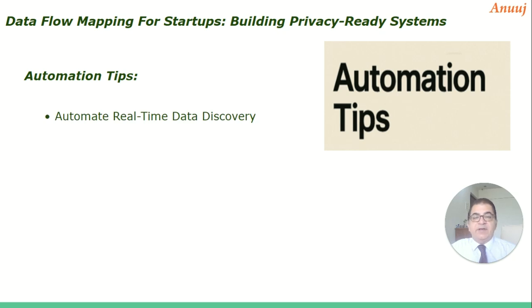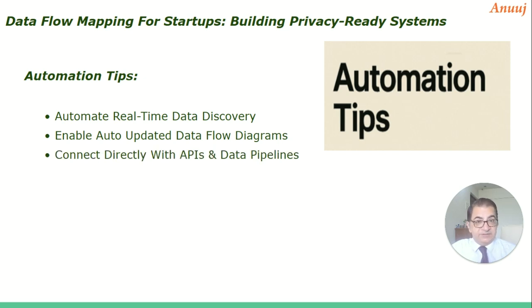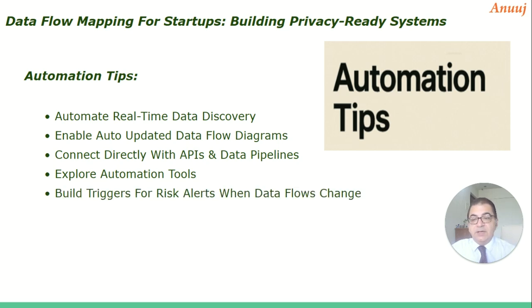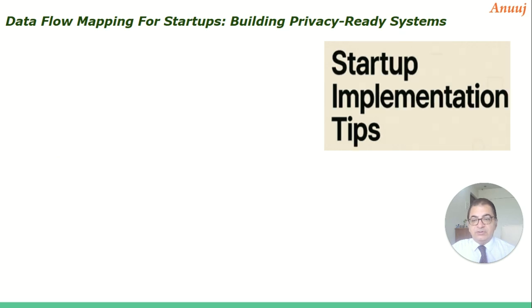Automate the real-time data discovery. Sync up all the databases. Enable auto updates of flow diagrams whenever there's a change. The system should be updated immediately. Connect directly with the APIs and pipelines. Explore automation tools in your system. Build triggers for alerting risks. Right? If there's any issue, the system should be able to send you notifications on SMS, on email, several such triggers, to ensure that you know that there's a change in the data flow. So explore automation tools.